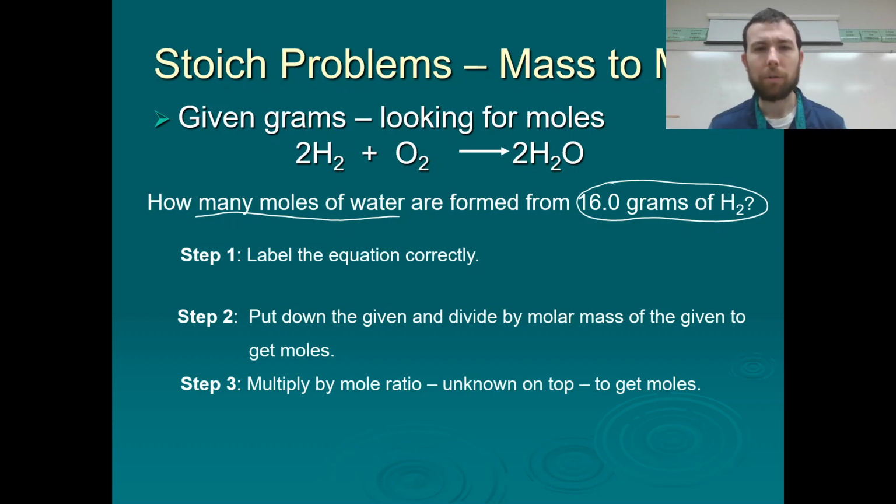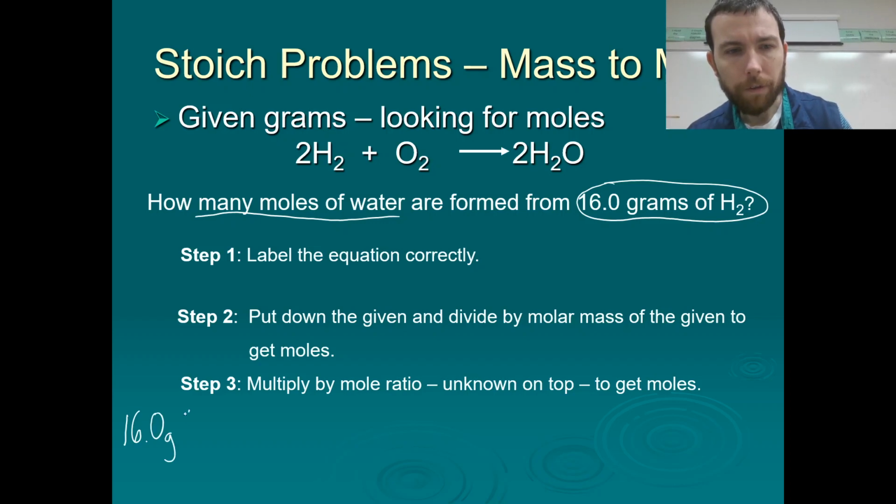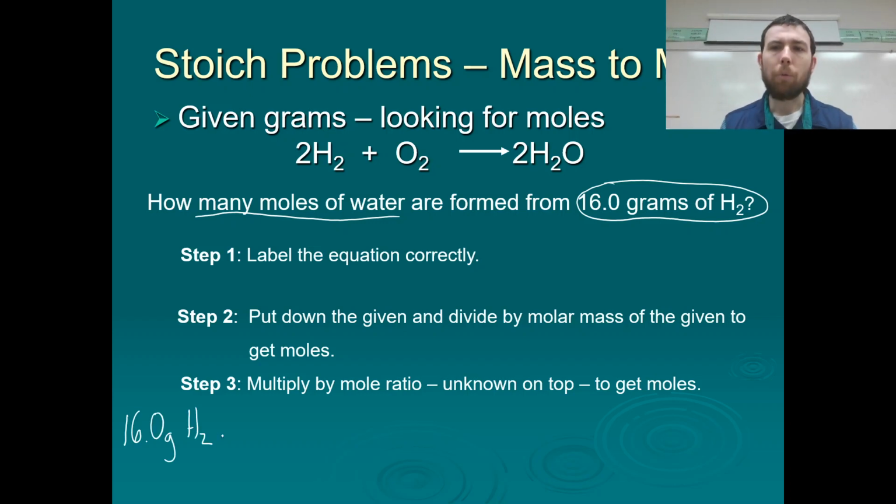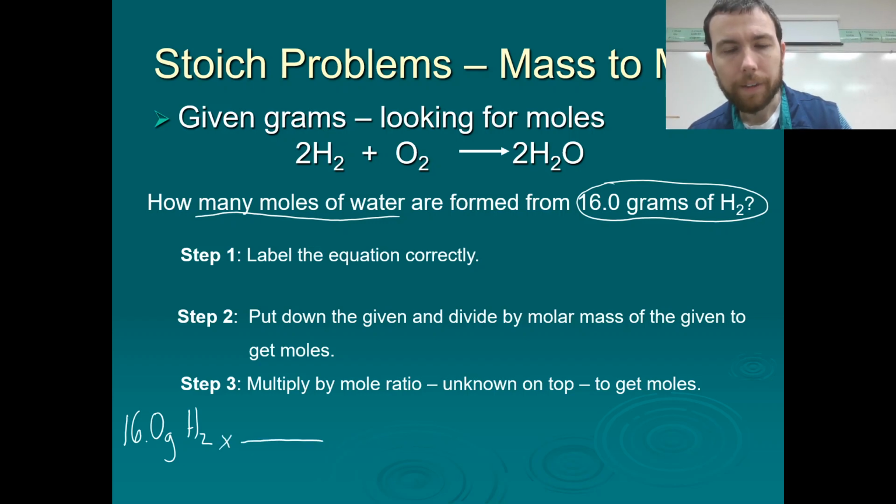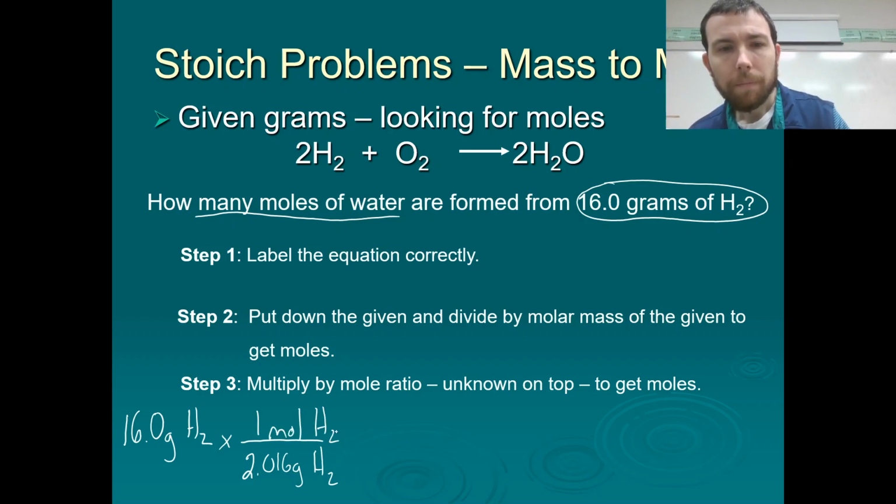So we've already got the equation labeled correctly. We're going to go ahead and come down here, and we're going to set it up. We've got our 16.0 grams of H2. In order to get to moles, we're going to need to divide by the molar mass of hydrogen. For H2 specifically, I believe that's 2.016. So 2.016 grams of H2 and 1 mole of H2. That goes from grams of H2 to moles of H2.